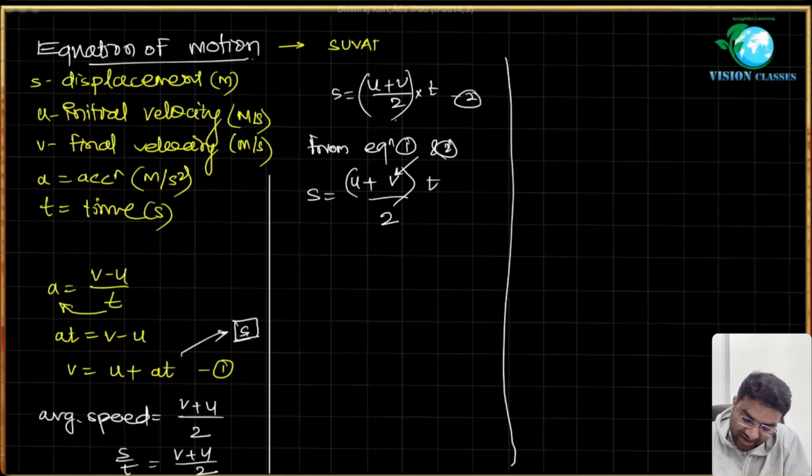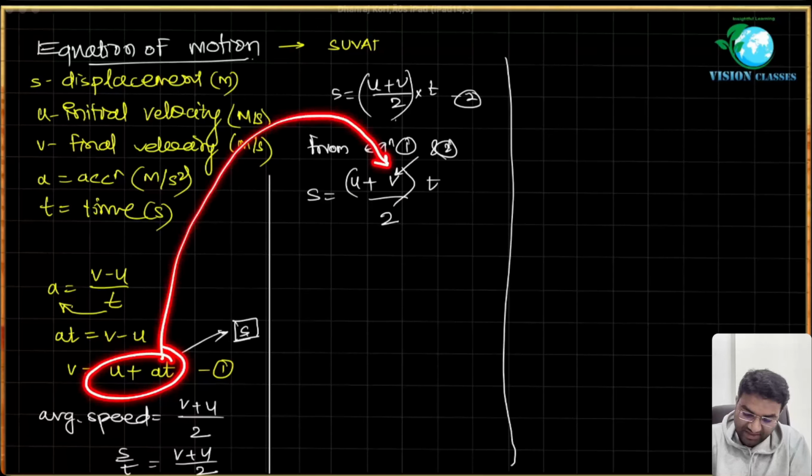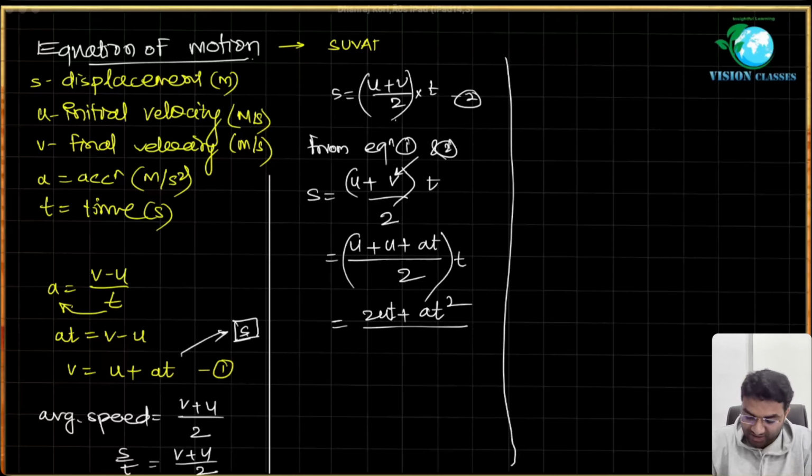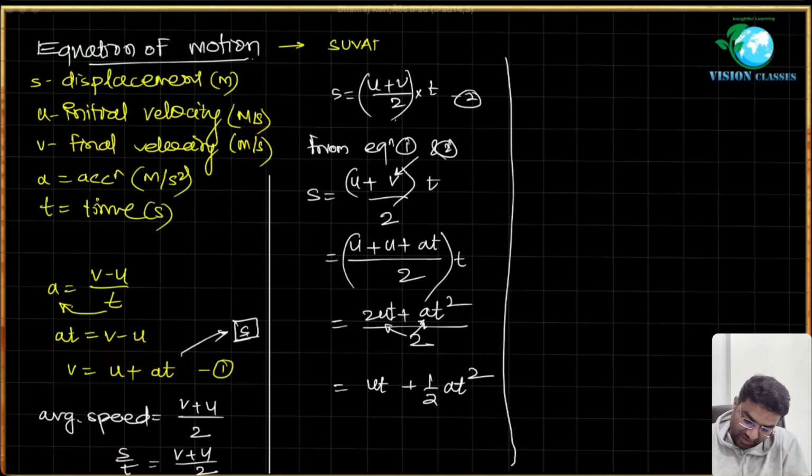Now we have v is equal to u plus at. Substitute here: u plus (u plus at) upon 2 times t. Fine. So it's 2ut plus at square, divided by 2. Now divide this 2 into each and every term. So ut plus half at square. This is the third equation: s is equal to ut plus half at square.